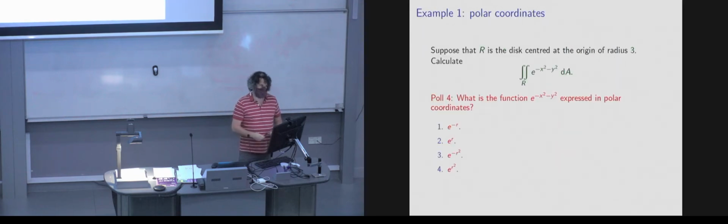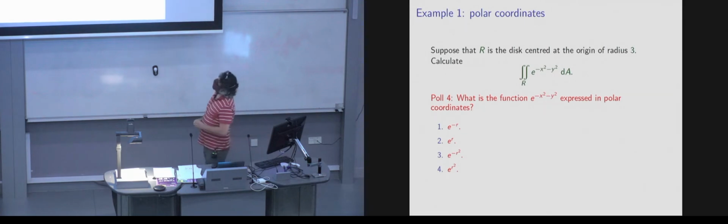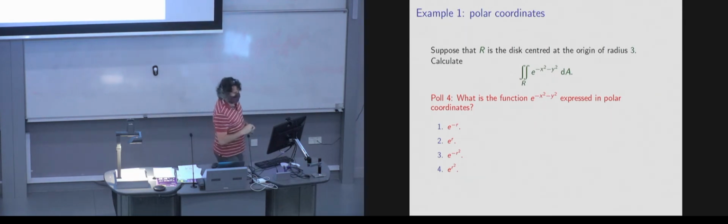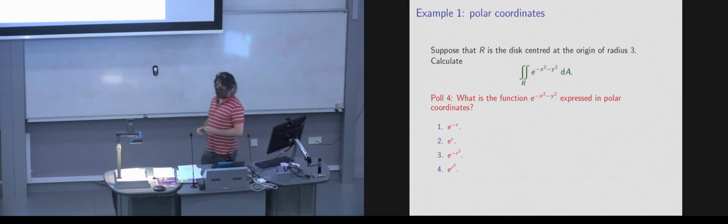All right, let's look at an example. Suppose we want to do this double integral where R is a disk centered at the origin, the point x equals 0, y equals 0, with radius 3, of the function e to the negative x squared minus y squared. We want to do this in polar coordinates because it's an integration over a disk. The first thing we need to do is ask: what is this function expressed in polar coordinates? I'll let you answer that. Give it a minute.